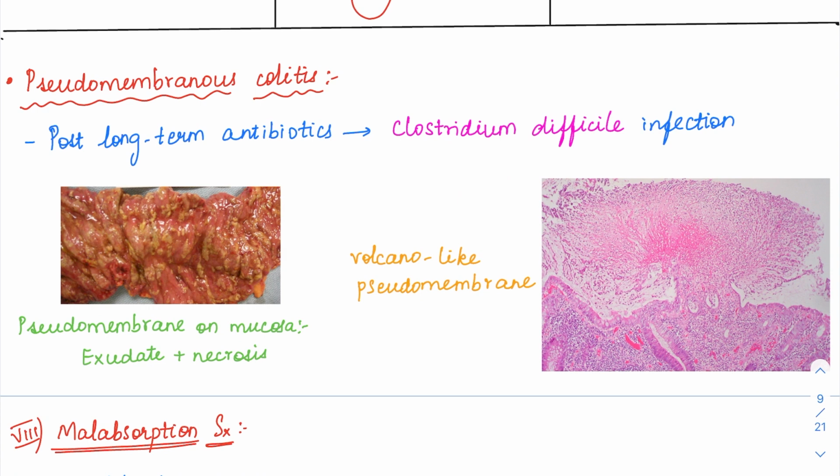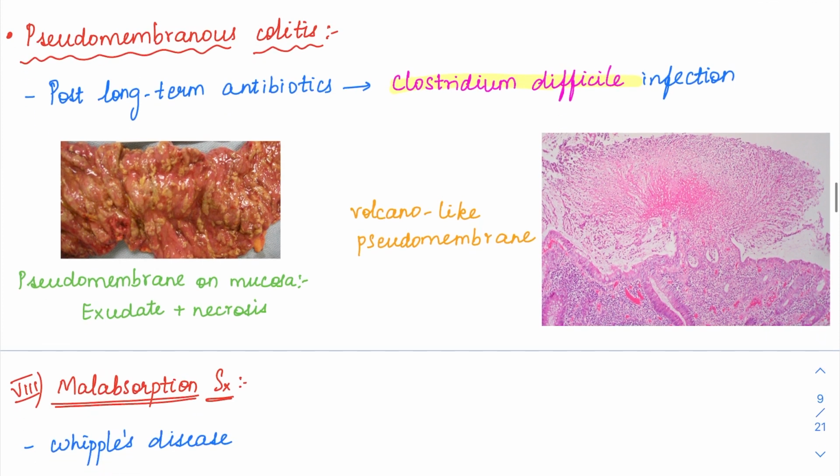So one other thing is pseudomembranous colitis. Pseudomembranous colitis is an infection caused by Clostridium difficile. Clostridium difficile infection will be seen in patients who are taking long-term antibiotics. Suppose they are taking third generation cephalosporins. Whenever they get diarrhea, some people tend to take lots of medicine, so antibiotics. When they are taking lots of these antibiotics continuously for a longer time, they can develop this Clostridium difficile infection, which can lead to the formation of pseudomembranes.